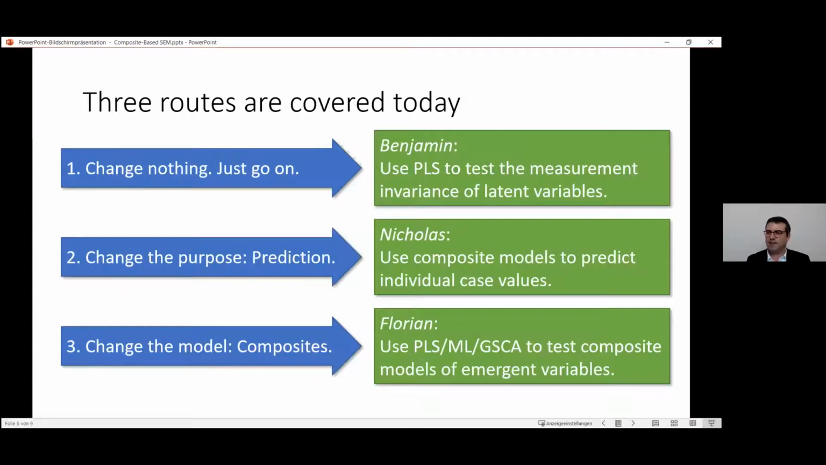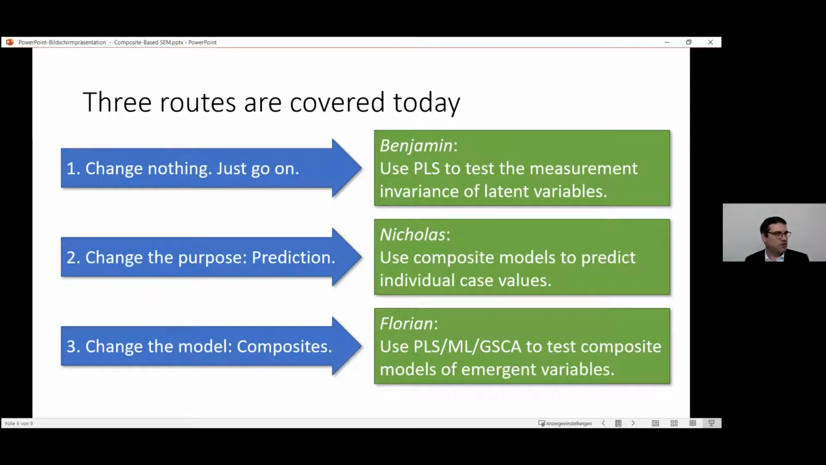Now, these 4 paths or avenues were sketched for the further development of PLS, and I'm therefore particularly happy that today in this session, 6 years later, we see that indeed these different routes are followed. And I tried to see to which of these routes these 4 papers belong, based on what I could see from the presentations given. I had the impression that the first one, change nothing, just go on, was followed by Benjamin, in the sense that he said, well, we use PLS to estimate latent variable models, and I build on that another approach of measurement invariance testing of latent variables based on PLS.